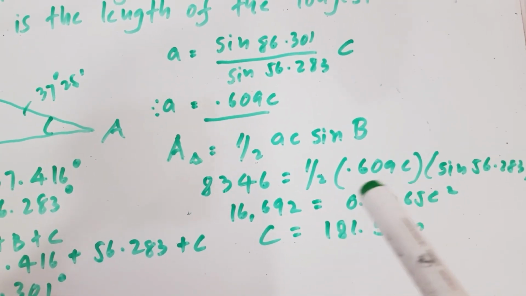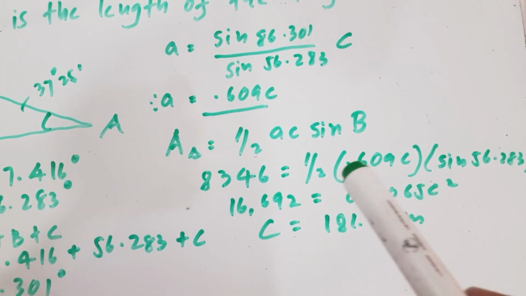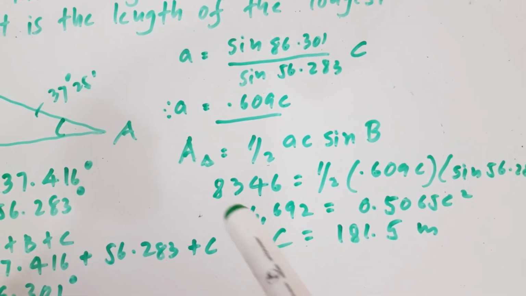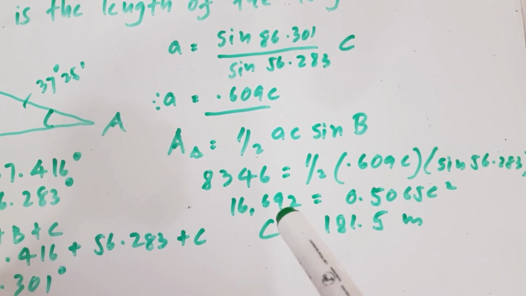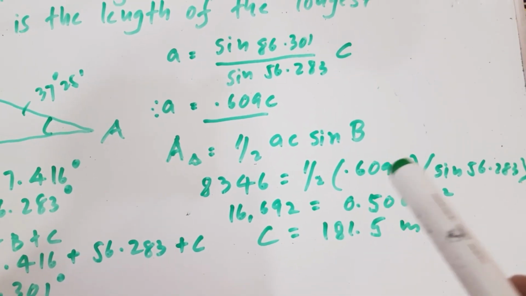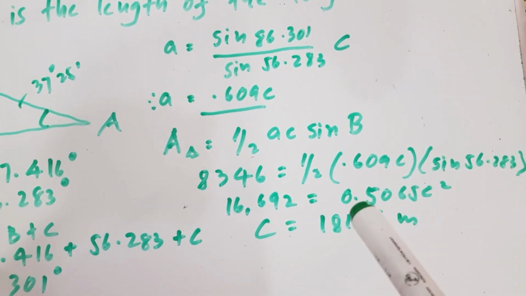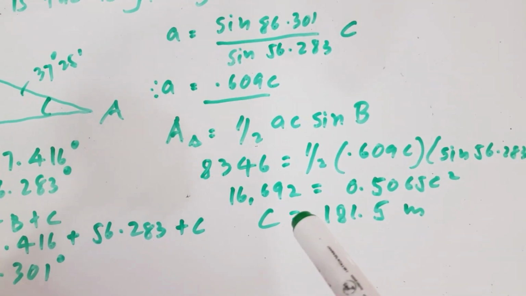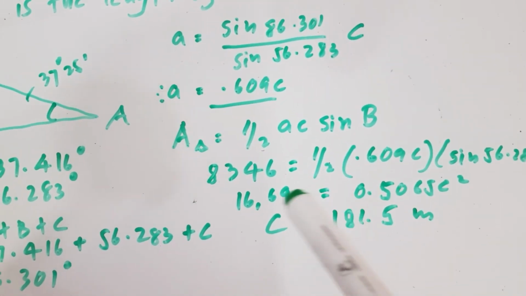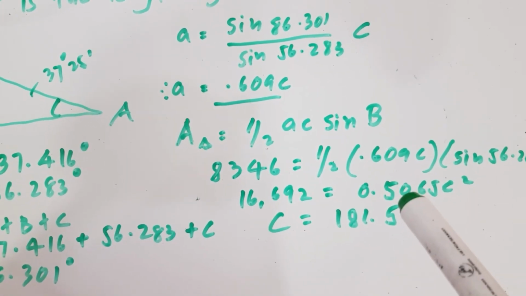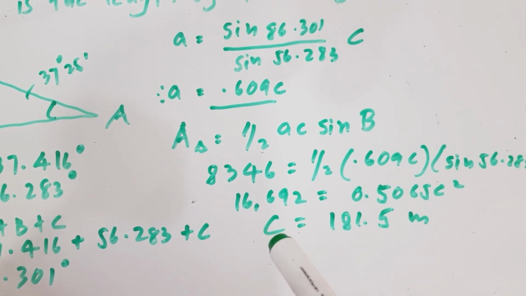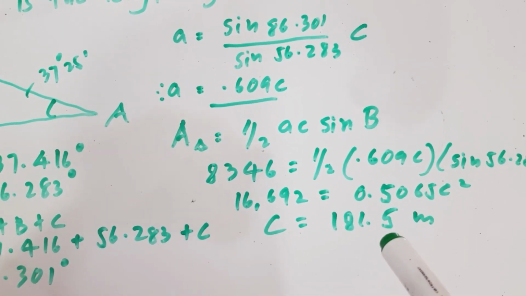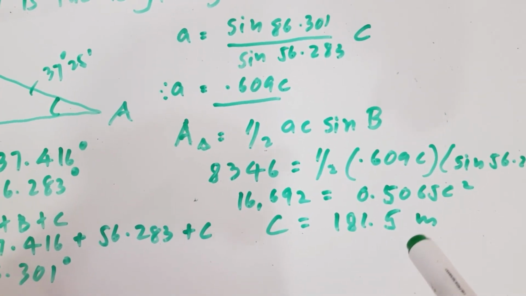So, we can solve C, simplifying all this. We multiply this by 2, which is equal to 16,692, equal to this one multiplied by this one, which is equal to 0.5065 C squared. Taking the square root of this divided by this, C therefore is equal to 181.5 meter.